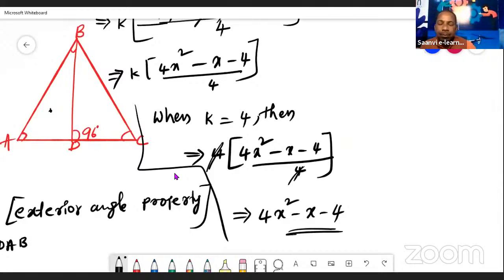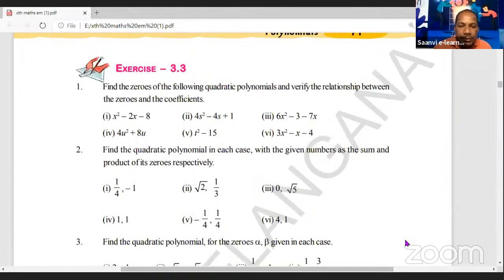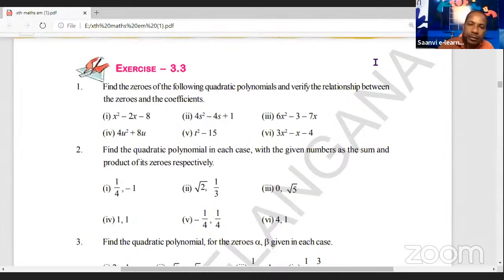Okay, children, ax square plus bx plus c is the general form of the quadratic polynomial. So the polynomial we have got, 4x square minus x minus 4, is the required quadratic polynomial. Okay, children, understood? Now let us see the next question. Now see, the next problem is given root 2 comma 1 by 3. So whenever root 2 and 1 by 3 are given, let us see how to find the quadratic polynomial.